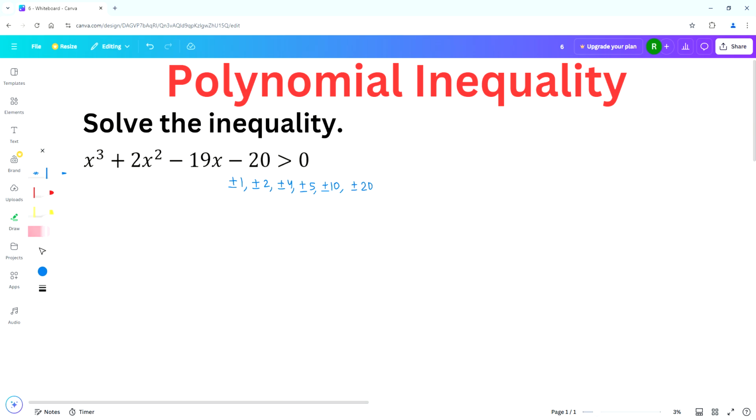We have to find which of these values will make the value of this cubic polynomial equal to 0. We have to sub in these factors one by one in this cubic polynomial. Let's assume this cubic polynomial is represented by a function f of x. Now we can sub in the factors of -20 one by one in this function. Let's start with x equals 1.